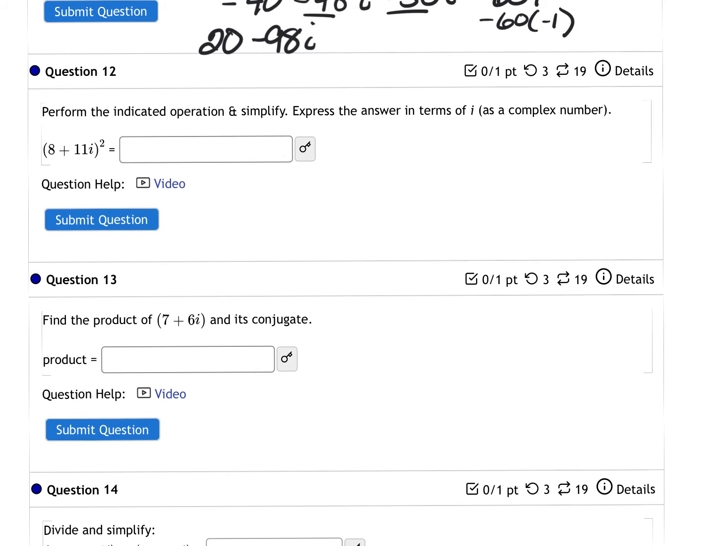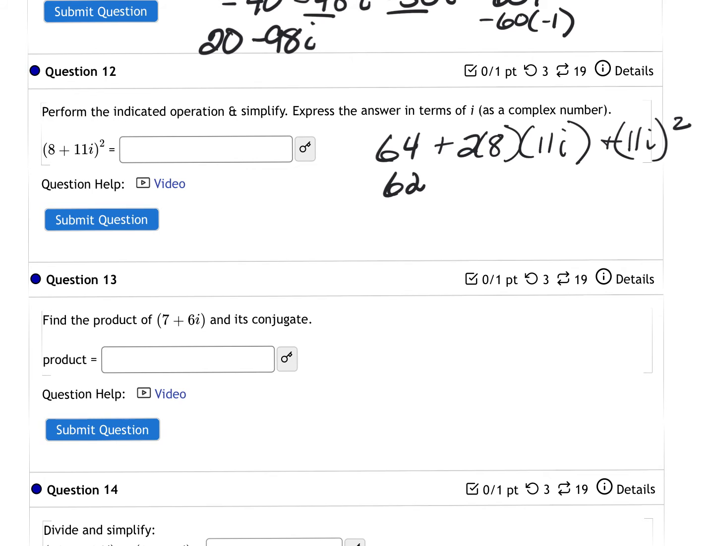Okay, FOIL this out. It's just like in algebra, you have to FOIL it out. You can't just square the first and square the last. So FOILing it out, you have the first thing squared, plus 2 times the first thing times the last thing, plus the last thing squared.